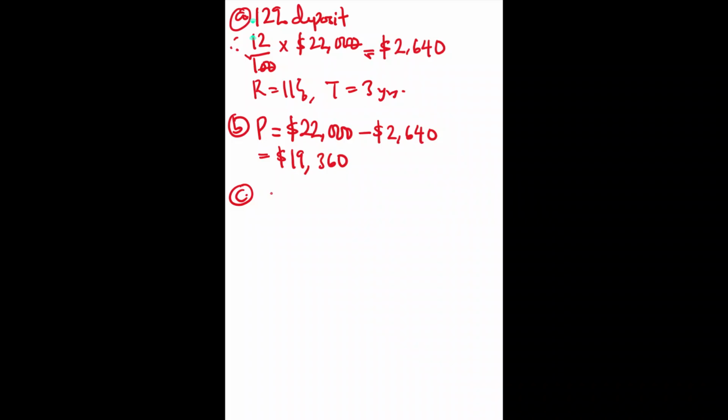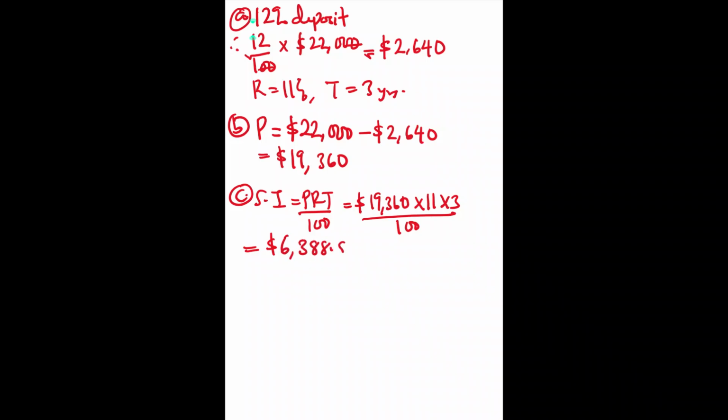So C. So for C, in question C says how much interest we should pay in these 3 years. So now we are asked to find the simple interest, and the formula for simple interest is SI equals PRT over 100, and the principal is 19,360 like we did up here. Interest rate is 11% times 11 times 3 years divided by 100. So when we multiply that together and divide by 100, we should be getting $6,388.8.